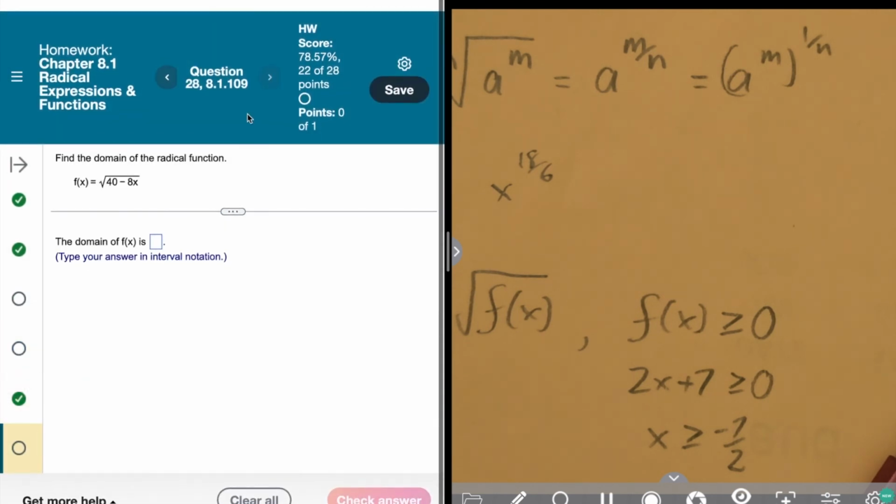All right, and then you've got one more question and we're done, and I think you can do that yourself. Make sure that you type it in interval notation that time though.